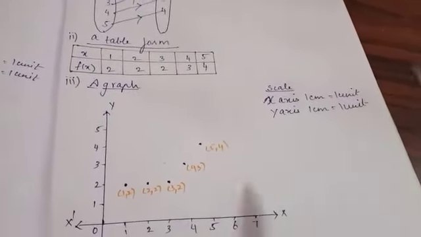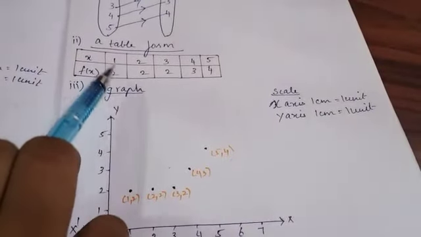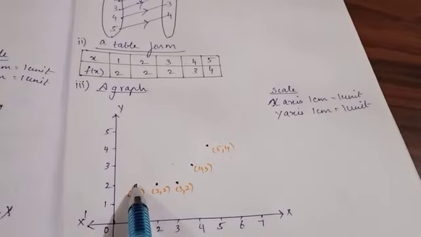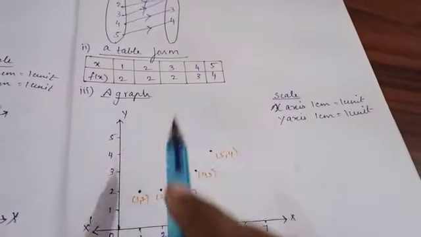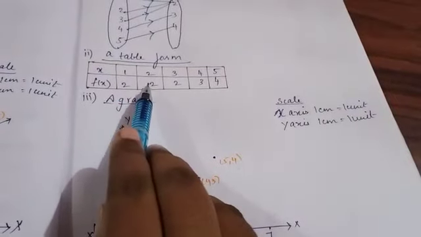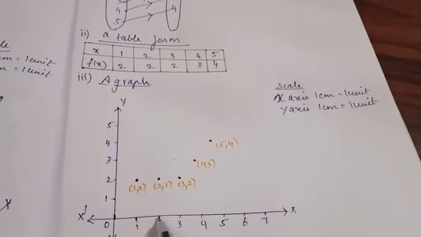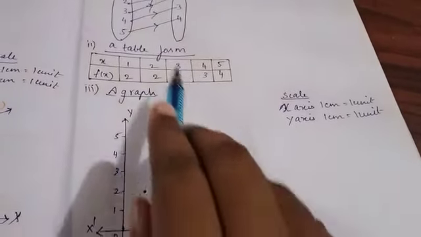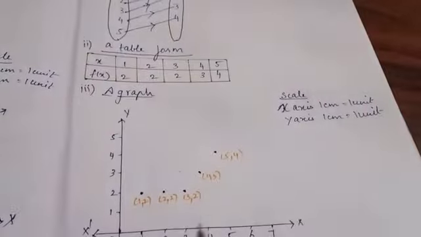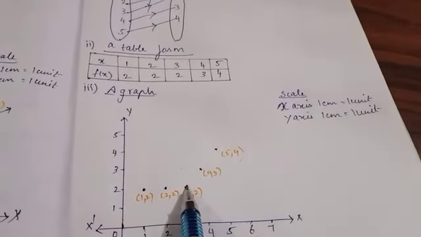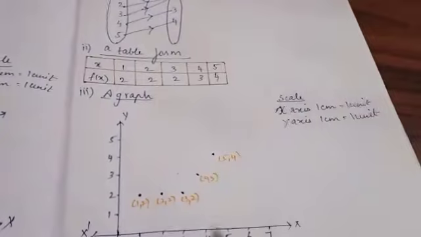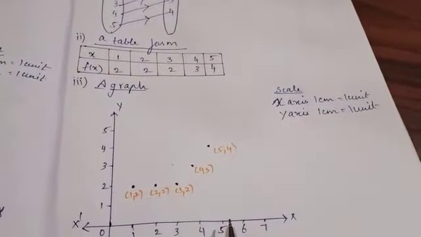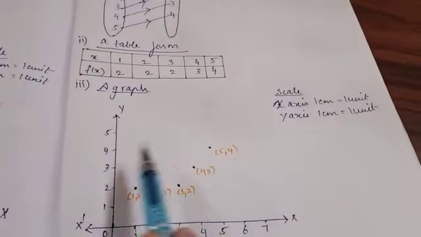Now we have to plot the points. 1, 2: here on the x-axis 1, we have to mark it up to 2. Next 2, 2: the x-axis is 2 and our y-axis is also 2. So on the x-axis 2, up to 2 on the y-axis. Next 3. For 3 we have 2, right? So 3, 2. For 4 we have 3, so 4, 3. For 5 we have 4, so for 5, up to 4.